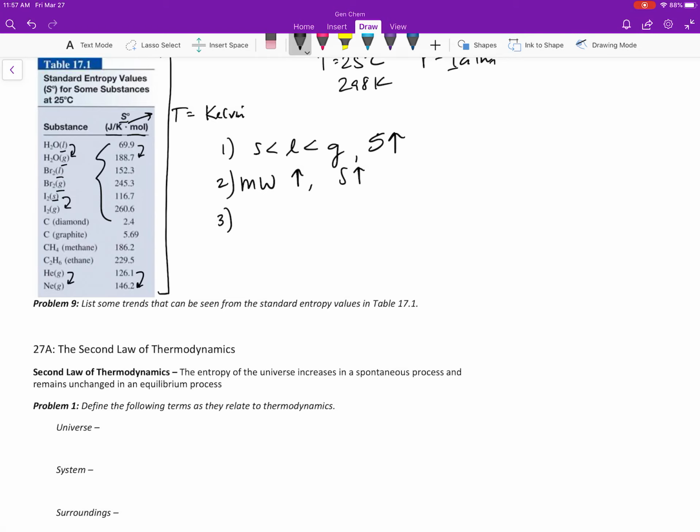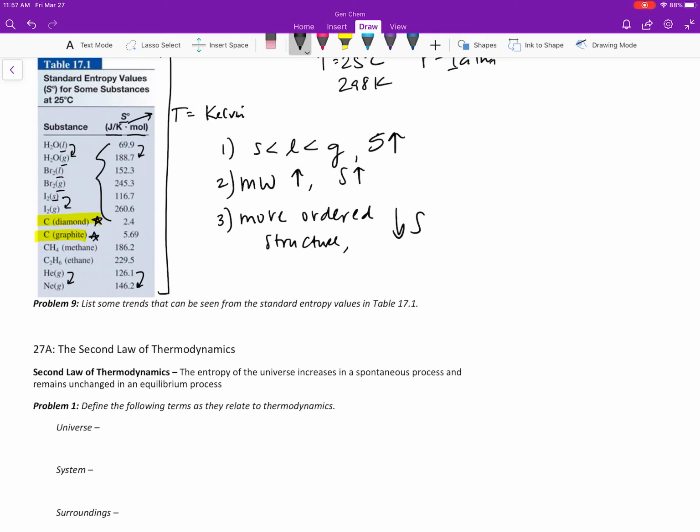The third one is that as we have a more ordered structure, the entropy is going to go down. So to compare that, let's look at carbon when it's diamond and graphite. We remember that diamonds are very ordered, long-range crystalline structures.